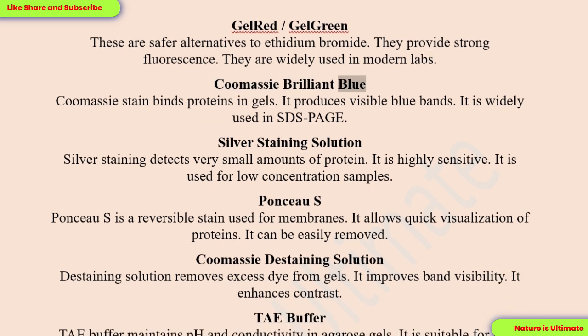Coomassie brilliant blue. Coomassie stain binds proteins in gels. It produces visible blue bands. It is widely used in SDS-PAGE. Silver staining solution. Silver staining detects very small amounts of protein. It is highly sensitive. It is used for low concentration samples.